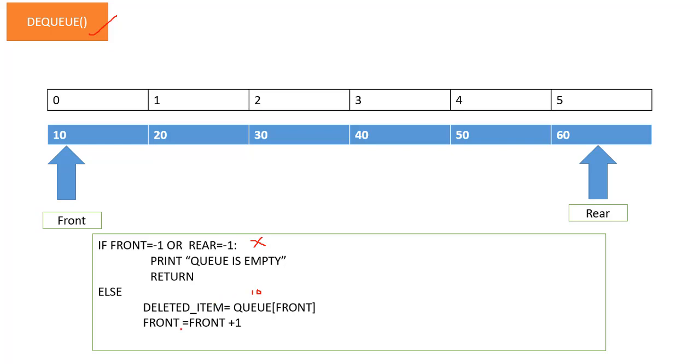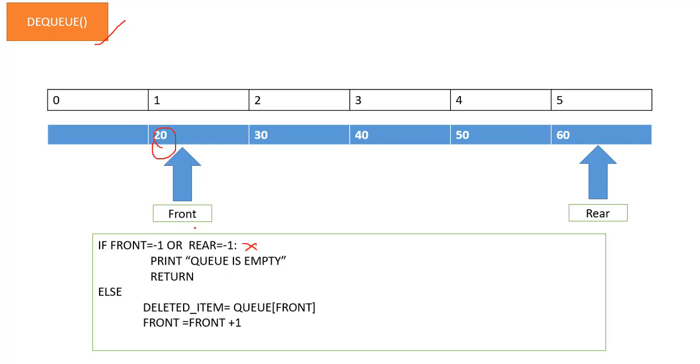Later, front is incremented by 1. Front is equal to front plus 1. So here, just assign queue of front to deleted item and increment the front. Now the front value will become 1. One item got deleted. I want to perform dequeue again. So again, this logic will be applied. Front equal to minus 1 or rear is equal to minus 1. This condition will become false. So now deleted item is equal to queue of front. Front is now 1, so queue of 1, which is 20, will be assigned to deleted item.